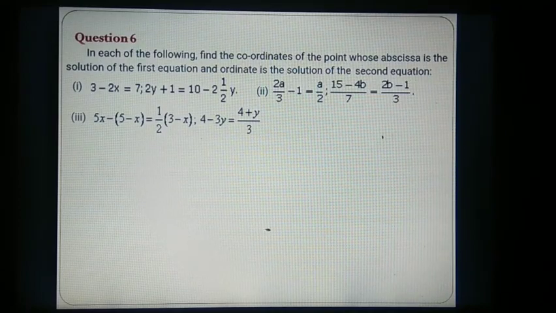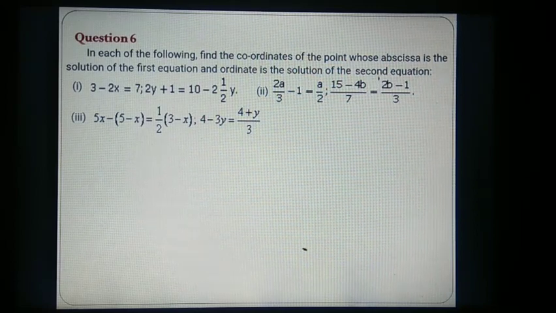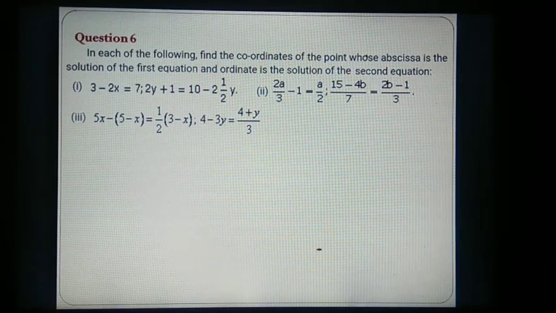So in the next question, in each of the following, find the coordinates of the point whose abscissa is the solution of the first equation. So basically here what you need to do is just solve the given equations. That's all you need to do. I will do one of the sums, another you will try by yourself.